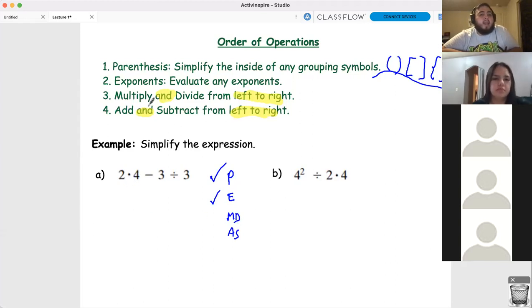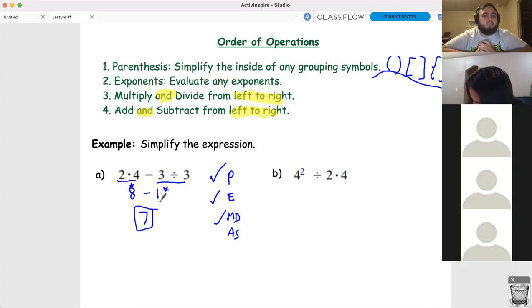Can we multiply and divide? Yeah, we multiply and divide from where? Left to right. So we're going to multiply 2 times 4, which is 8. Bring down the minus, and then 3 divided by 3. What's 3 divided by 3, y'all? 1. Now, do we see any more multiplication or division? So this became the 8, and this became the 1. So we're done with M and D. The last thing we do is add and subtract from left to right. 8 minus 1 is just what? 7. And we're done, ladies and gentlemen. You just did order of operations.